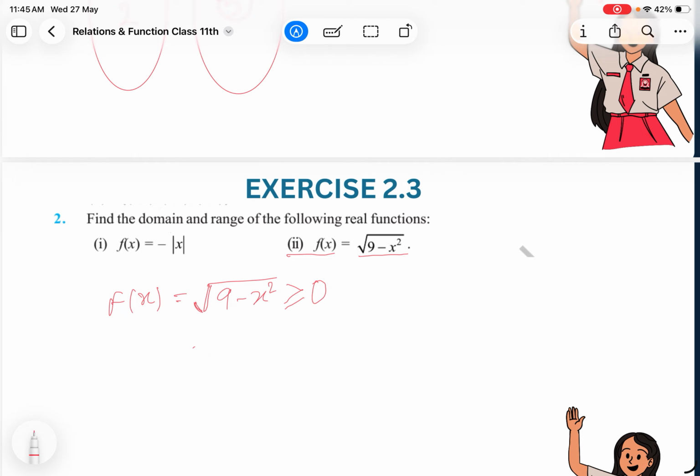So if we write this statement like 3 square minus x square is greater than or equal to 0, is it true? Yes, because 3 threes are 9, and then x square. So you see here a square minus b square, this term can be converted like (3 plus x) into (3 minus x), which is greater than or equal to 0.